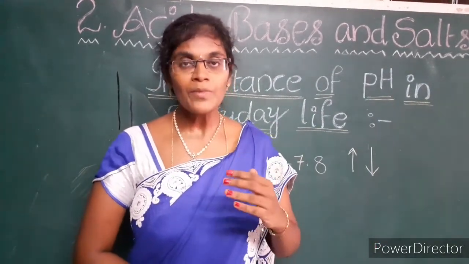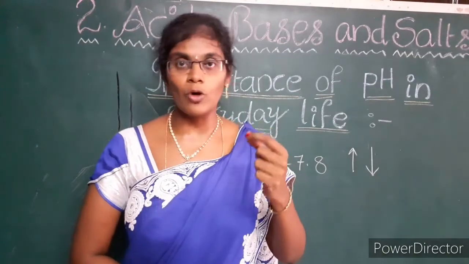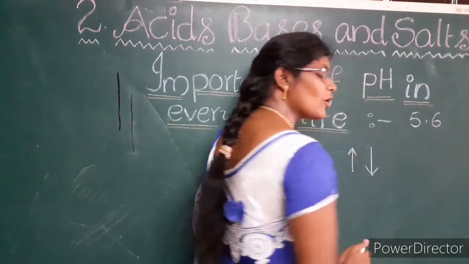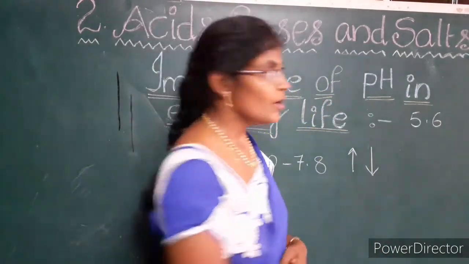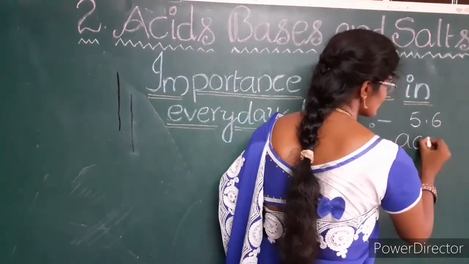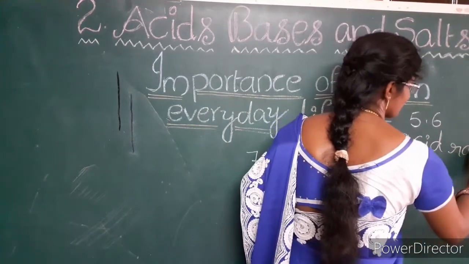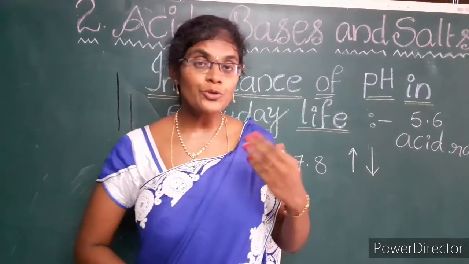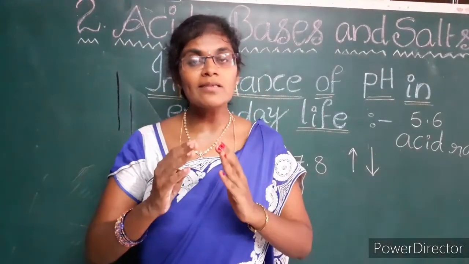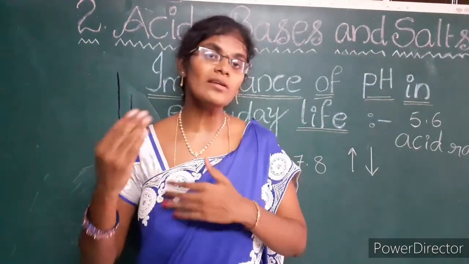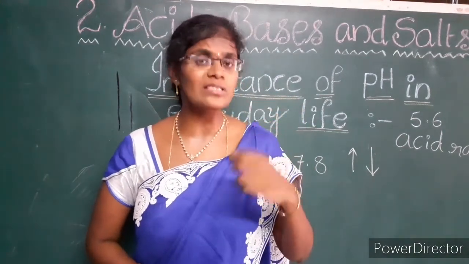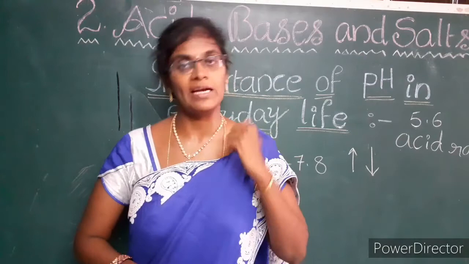For example, if the pH value of rainwater is less than 5.6, then we call it acid rain. When acid rain flows into rivers, it decreases the pH value of the river water. So, the survival of aquatic life in such rivers becomes difficult.